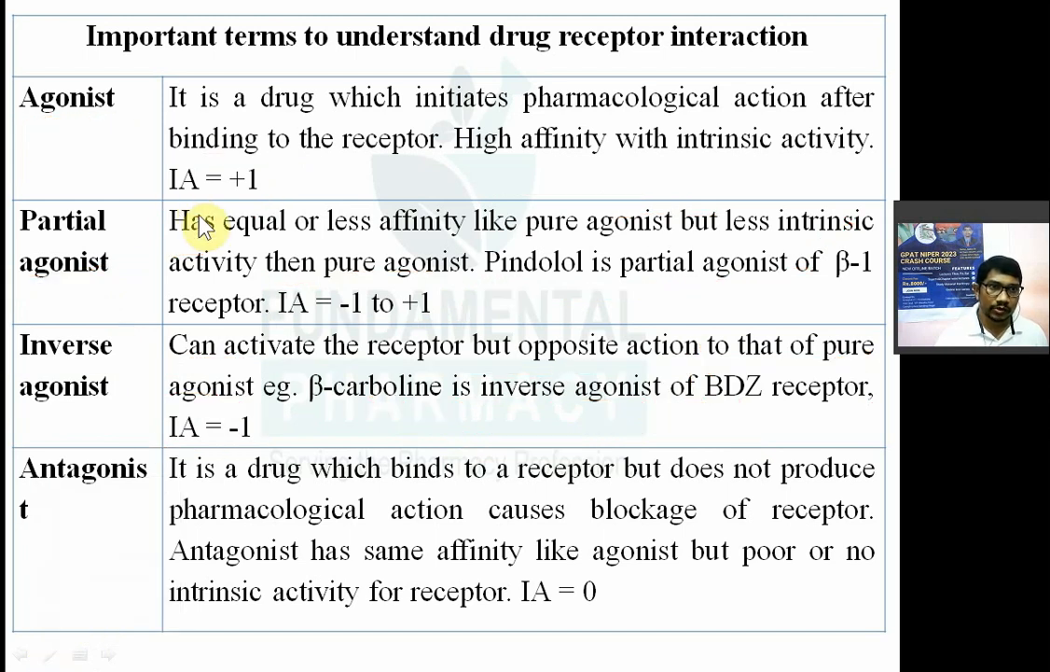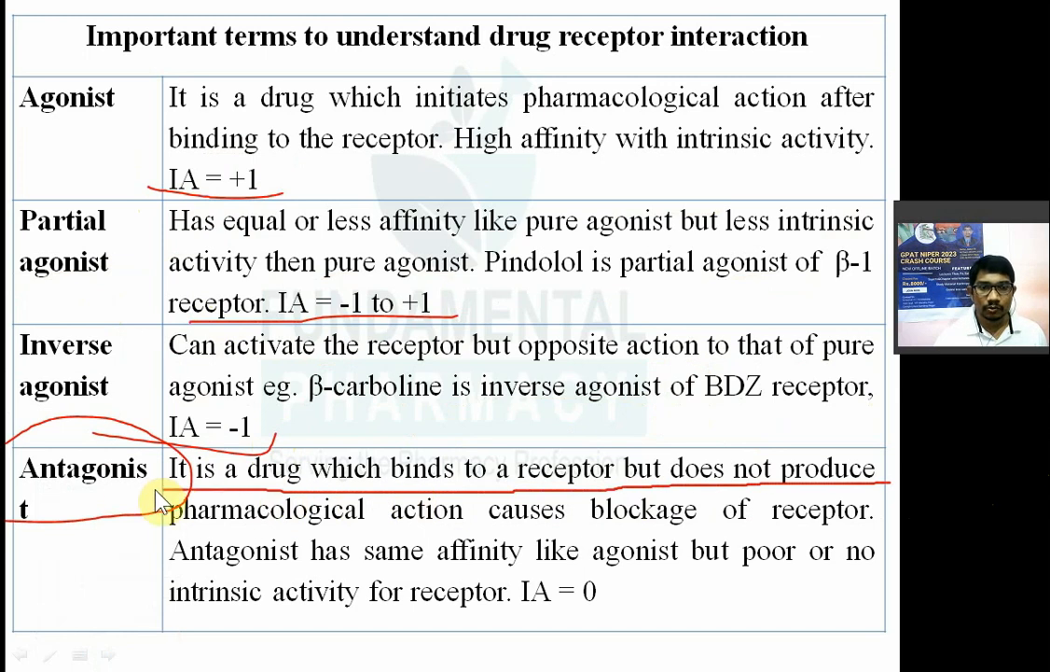Look, what is the intrinsic activity of a full agonist? +1. Partial agonist? Between -1 and +1. Inverse agonist? -1. Now we will see the antagonist. It is a drug which will combine with the receptor and will not produce any pharmacological effect. It will cause blockage of the receptor. So an antagonist has the same affinity as the pure agonist, but very little or no intrinsic activity.